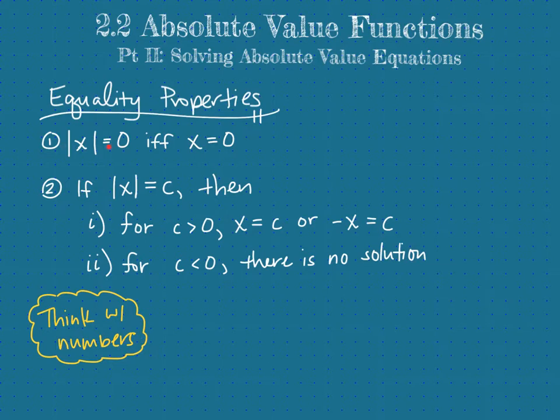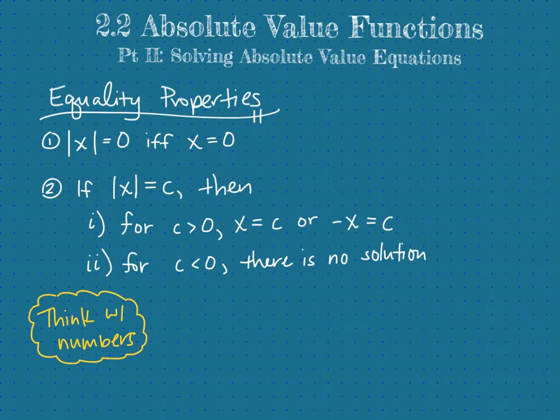The first property is pretty straightforward. It says if the absolute value of x is 0, that's if and only if x equals 0. This IFF means if and only if. So the only way that the absolute value of x is 0 is if x is 0. And we know that. The only way this could equal 0 is if what was inside is 0.